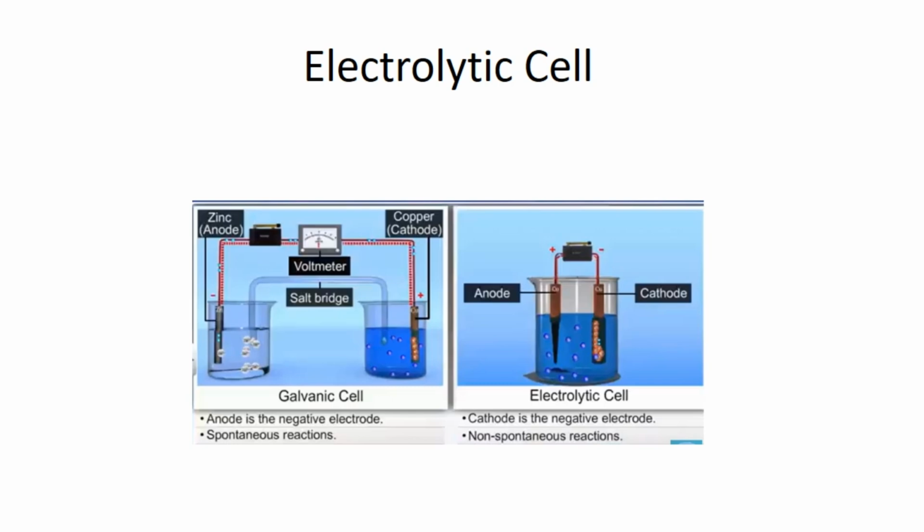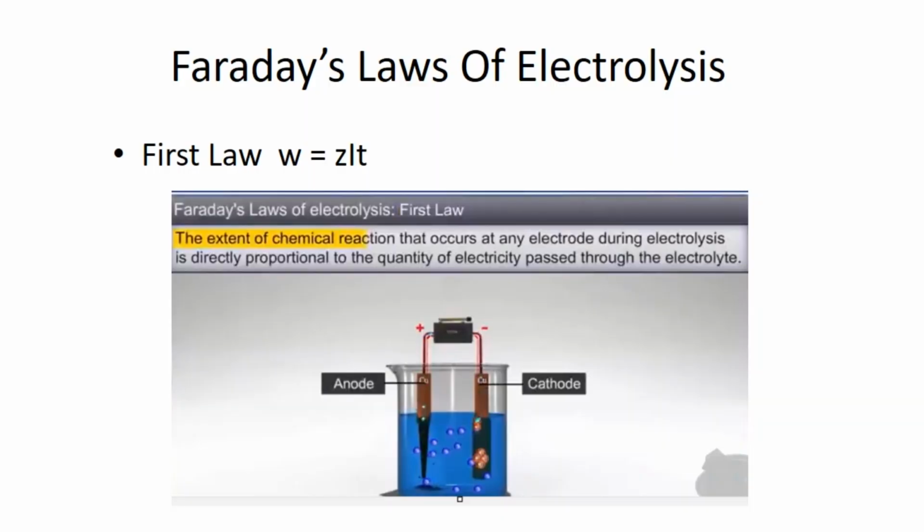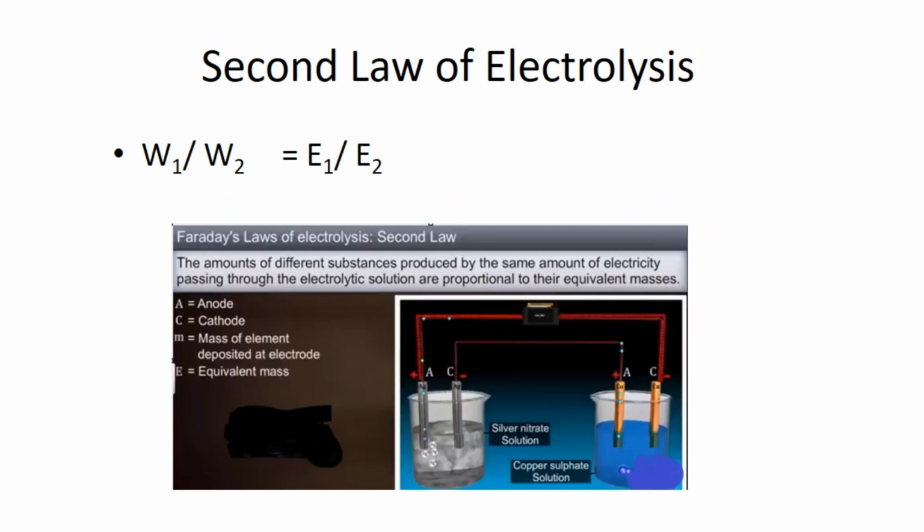In this, the cathode is the negative electrode and anode is the positive electrode. According to the reactions which are taking place, we have two Faraday's laws of electrolysis. The first law states that the mass of the substance deposited at the electrode is directly proportional to the quantity of current which is passing through it. Do convert the time in seconds.